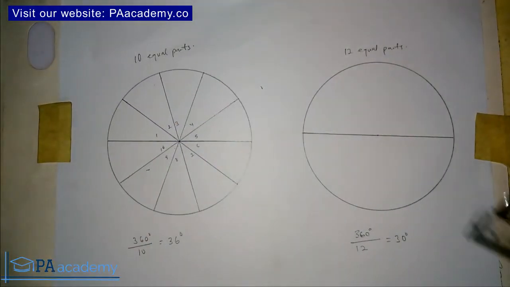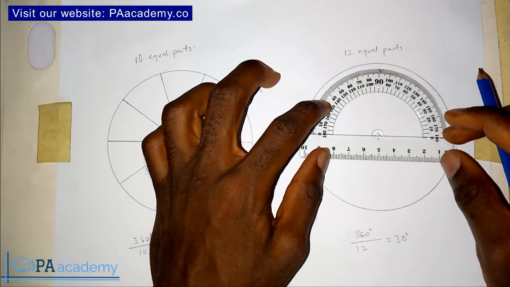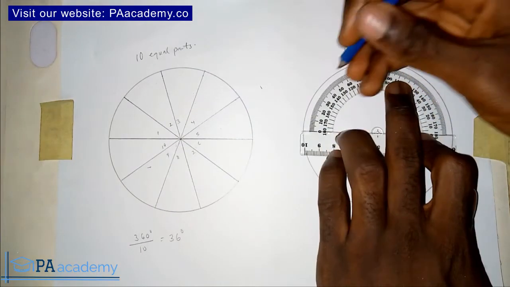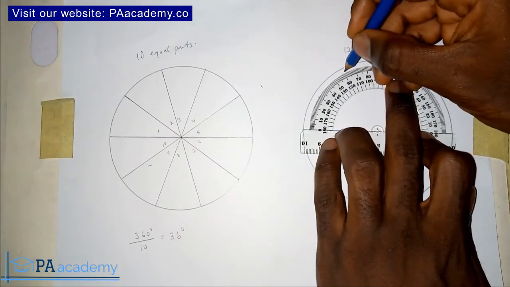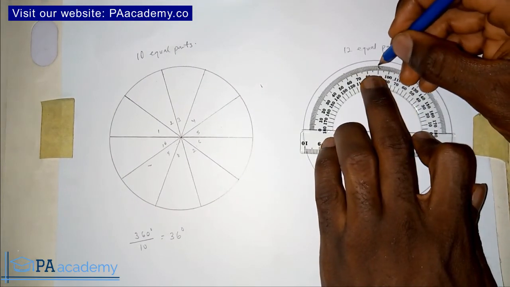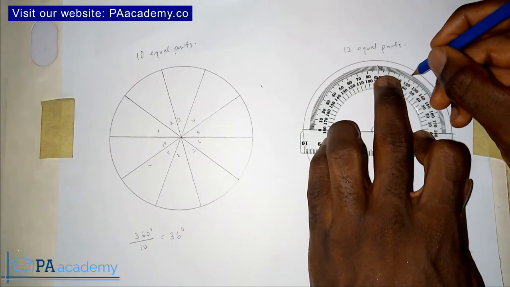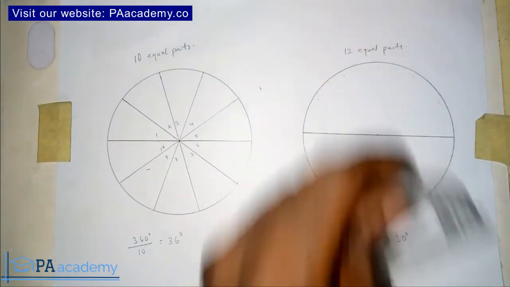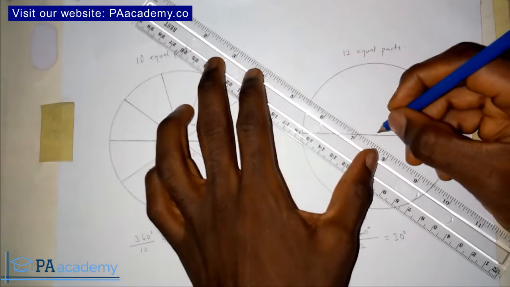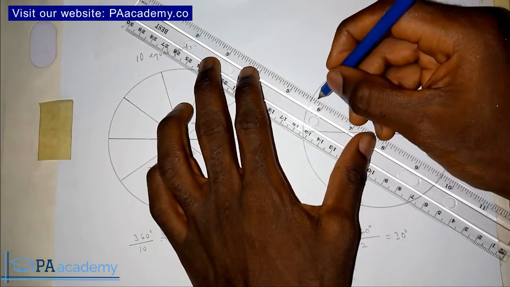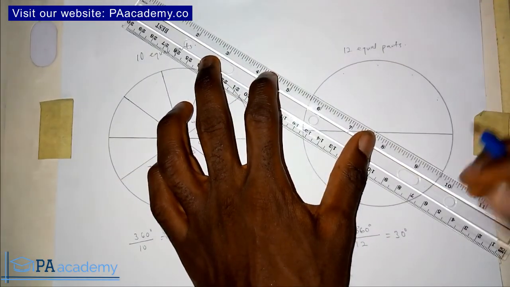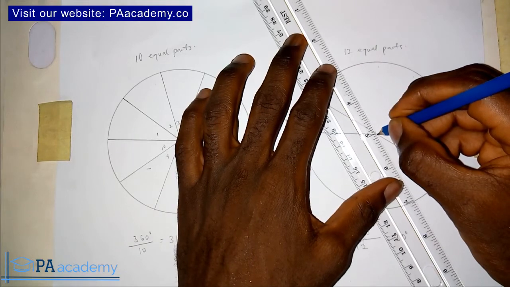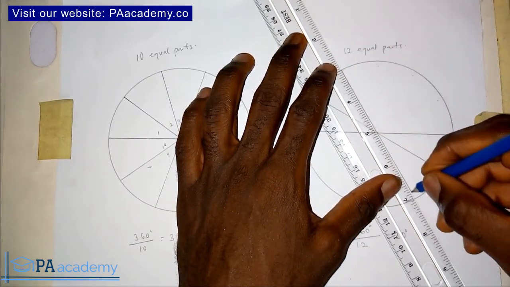So having done that, we bring in our protractor, and then we start to note it at 30 degrees intervals. So this is 30 degrees, plus another 30, that's 60, plus another 30, that is 90, plus another 30, that is 120, plus another 30, that's 150, plus another 30, that's 180. So we can take it off. So we'll have it like this.